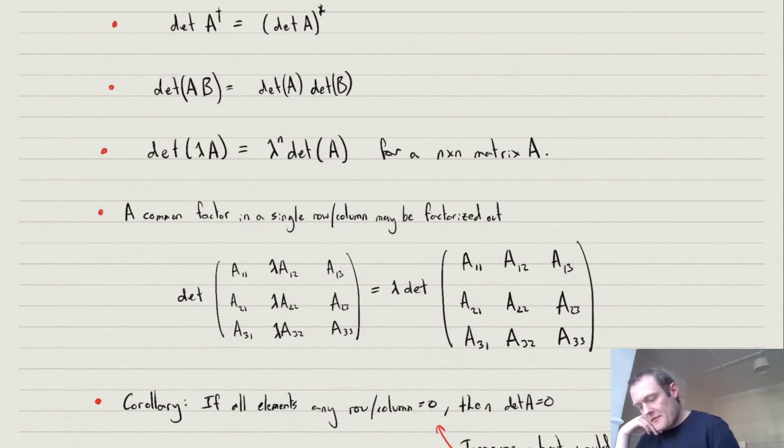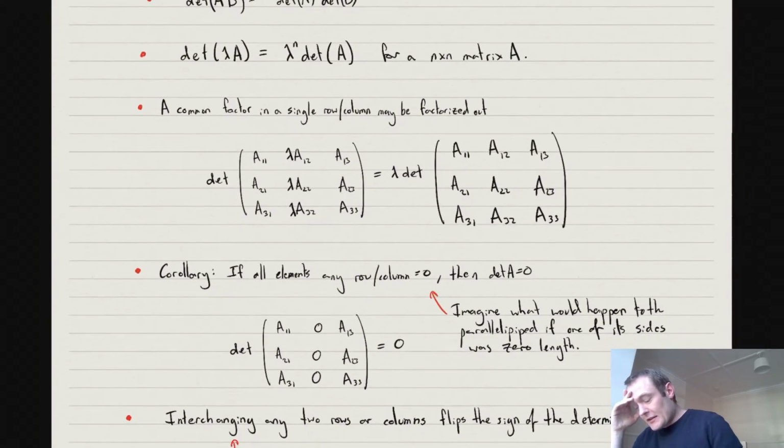If we have a common factor in any single row or column, then we can factorize that out. So in that case, you will just get that factor on the front rather than that factor to the power of n. You can see if I put lambdas in all of these, then it's the same as doing this 3 times over, so I get lambda cubed here.